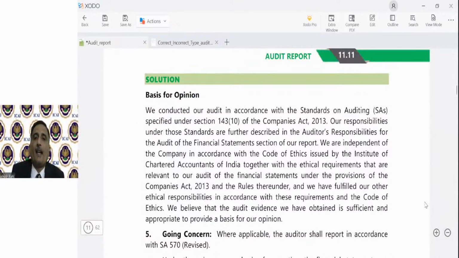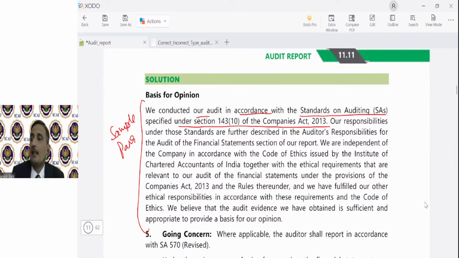So there is a sample para of basis for opinion. We conducted our audit in accordance with Standards on Auditing specified under section so and so of the Companies Act. Say it relates to a company. Our responsibilities under those standards are further described in the auditor's responsibilities for the audit of the financial statements section of our report. So there is another para being referred to here, that the auditor's responsibilities under SAs are described under a separate para relating to auditor's responsibilities.